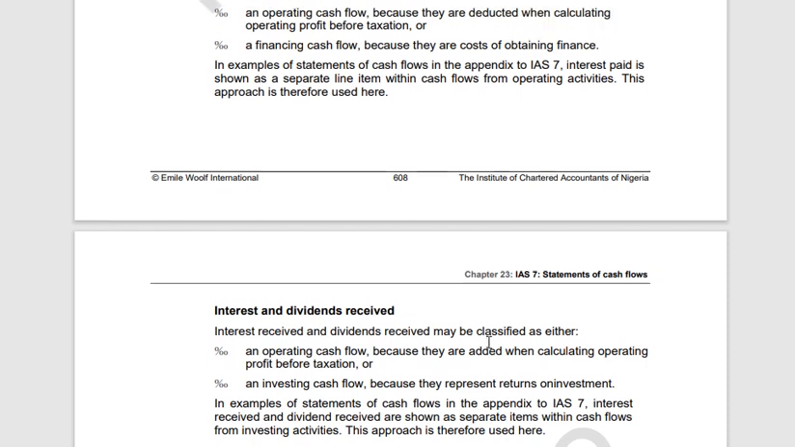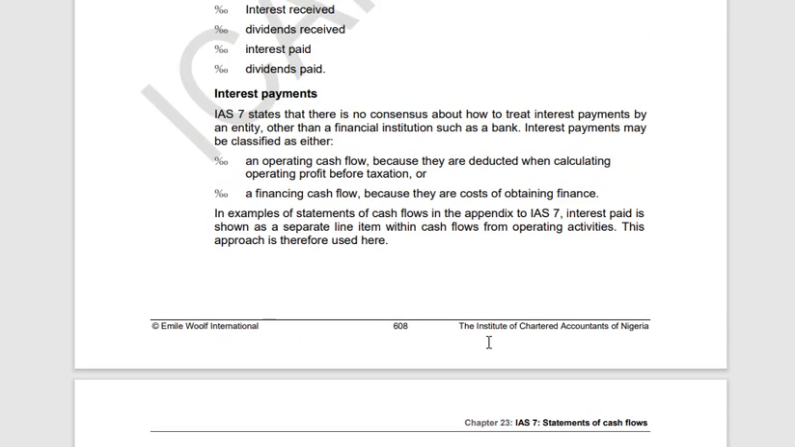Now let's see interest payments as well. IAS 7 states that there is no consensus about how to treat interest payment by an entity other than a financial institution such as a bank. So interest payments may be classified, which means anybody can treat interest payment anyhow except banks. Interest payment can be treated either as an operating activity because they are deducted when calculating operating profit before tax, or a financing activity because they are a cost of obtaining finance, which is your borrowing cost.